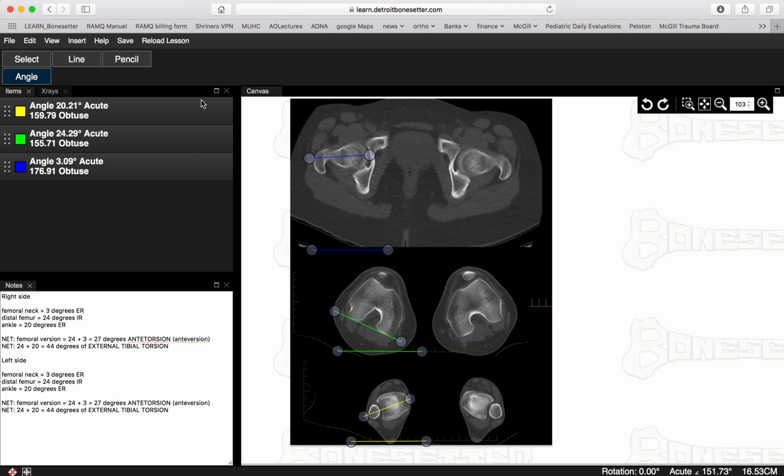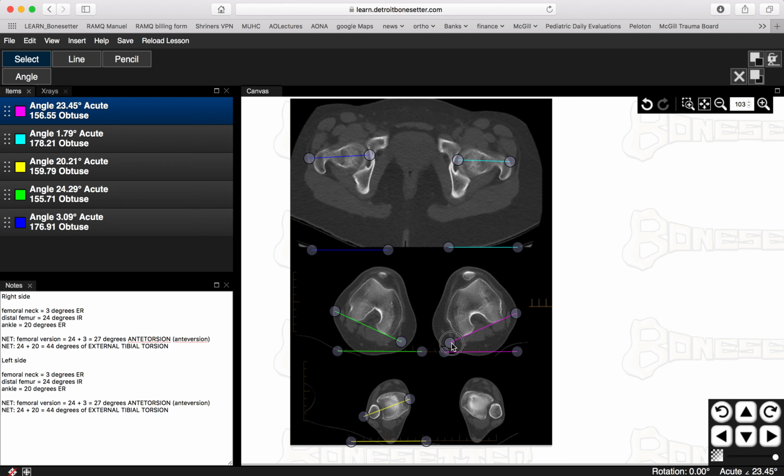Okay, so left side now. A line of best fit down the femoral neck, parallel to the floor. Another line along the posterior femoral condyles, parallel to the floor. Just adjust that. Another angle through the ankle joint. And there you go.